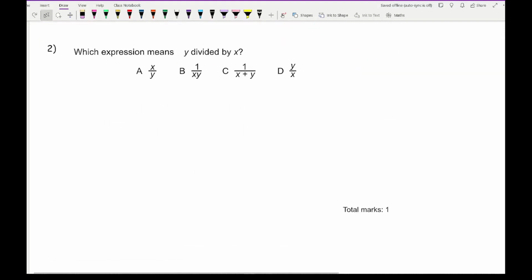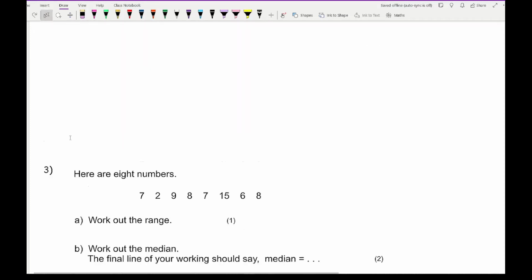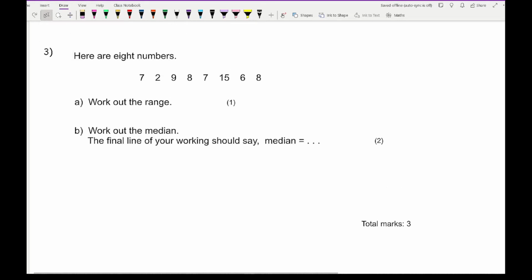Moving on to question 2, it says which expression means y divided by x. So y divided by x is going to be option D. Then moving on to question 3, it says here are 8 numbers: 2, 7, 2, 9, 8, 7, 15, 6 and 8, and the question is saying to work out the range. To work out the range, all we need to do is take the biggest number, which in this case is 15, take away the smallest, which is 2, giving us an answer of 13.